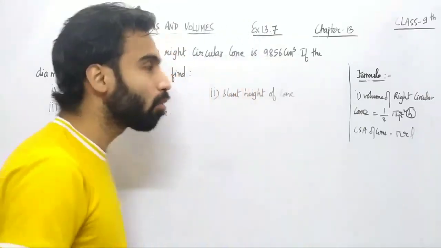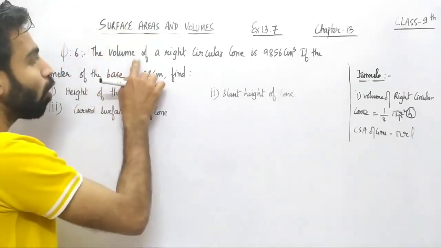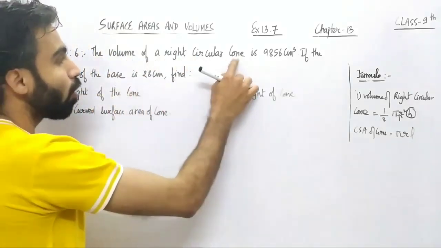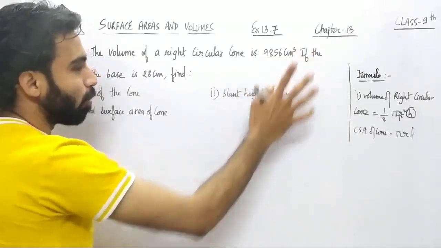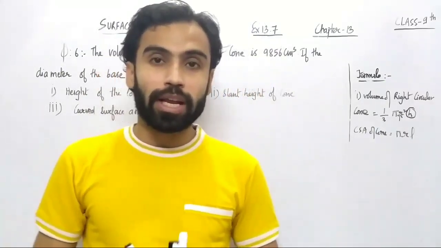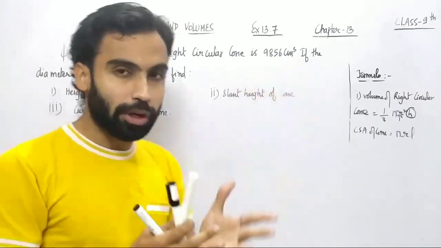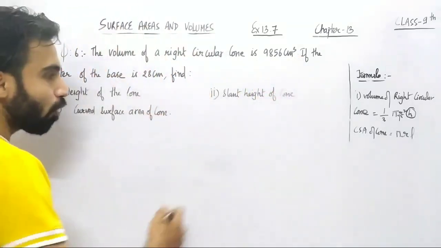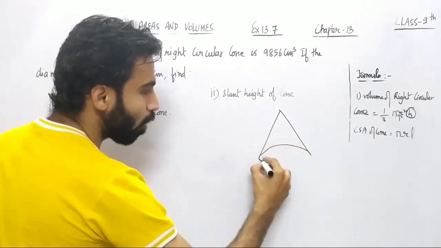So this time question number 6 is given to us as: the volume of a right circular cone is 9856 centimeter cube, right? Now in this question we are already given the volume of a right circular cone, that is 9856 centimeter cube, right? Now first of all let me just draw a rough figure of a right circular cone.